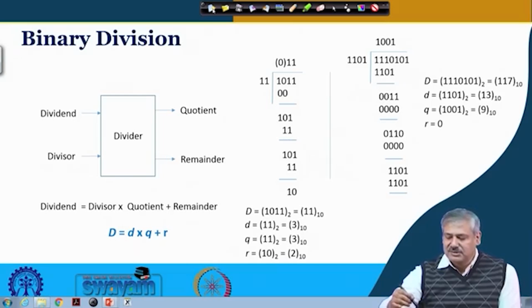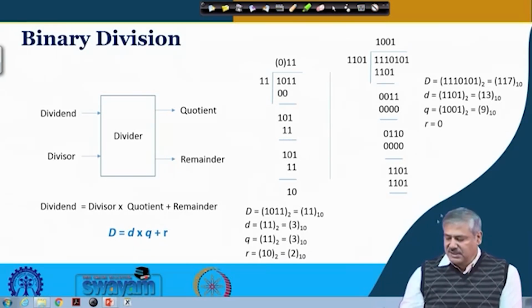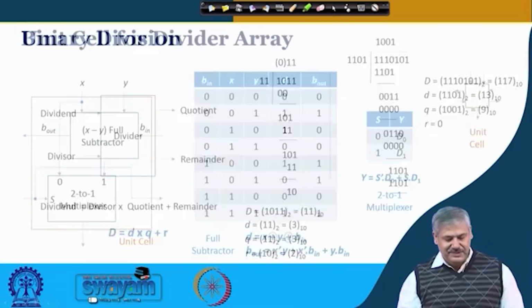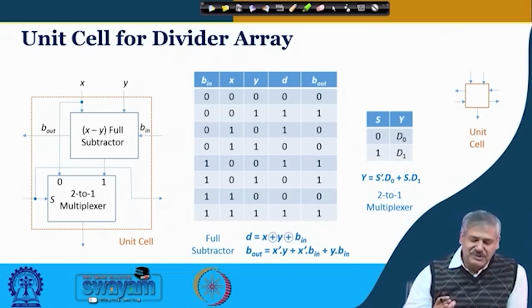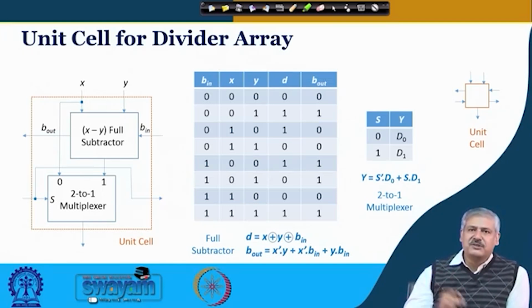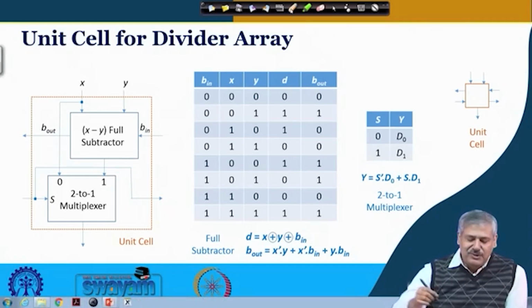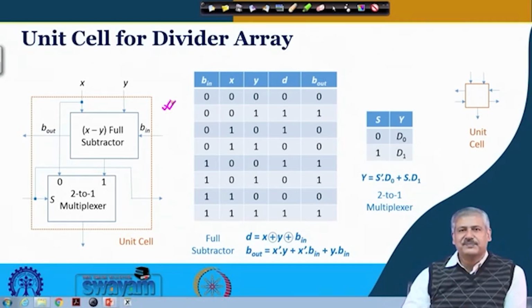Now to implement it, we shall look at again an array based structure, right? And in this array we shall use at the cross point a unit cell. So this unit cell looks something like this. We shall explain what it is, and we shall see one example, of course, the way we had seen before.